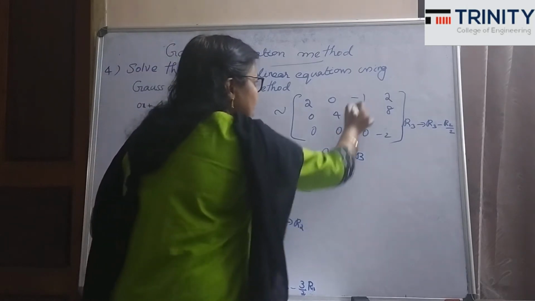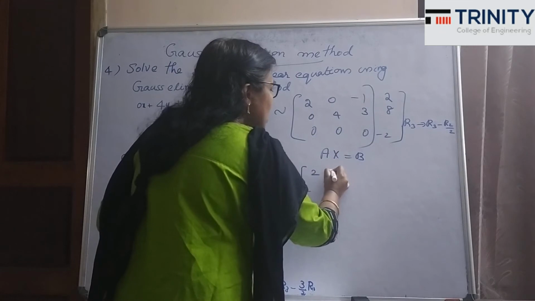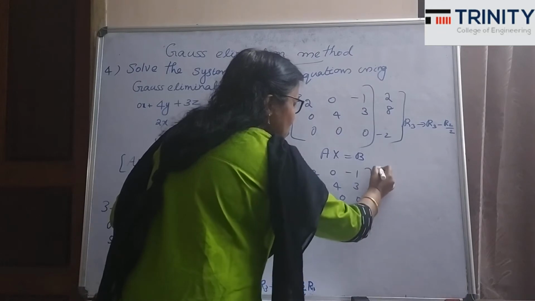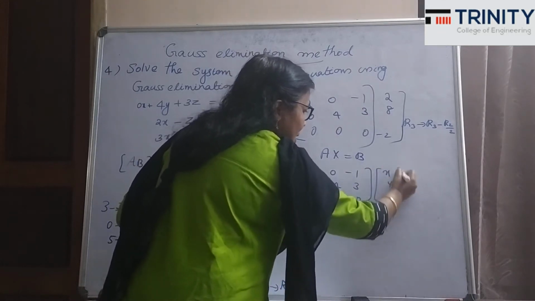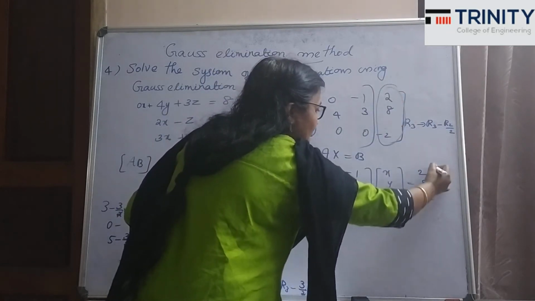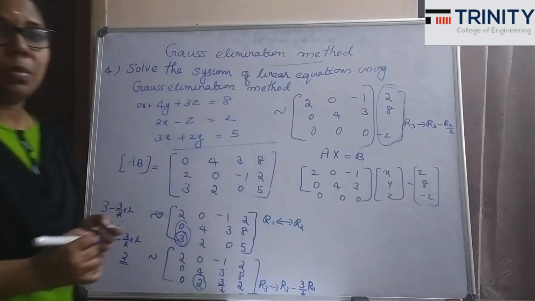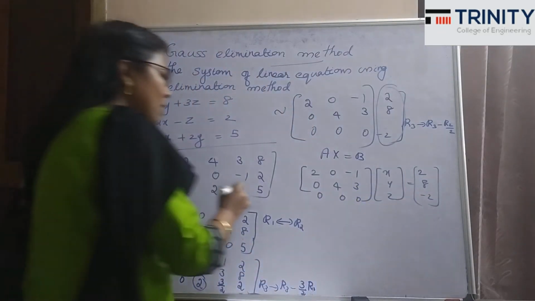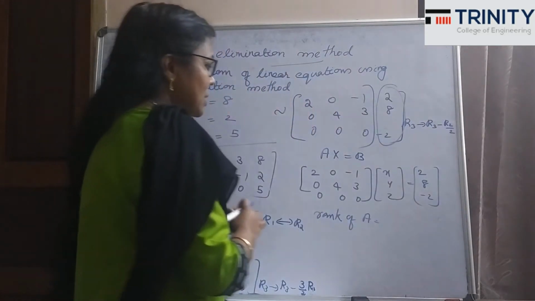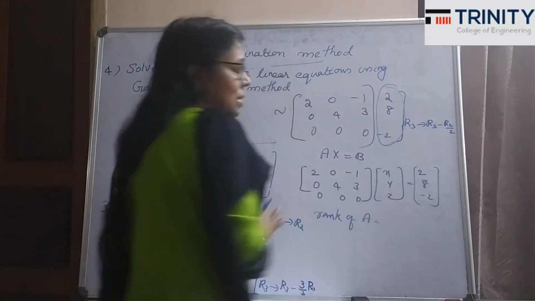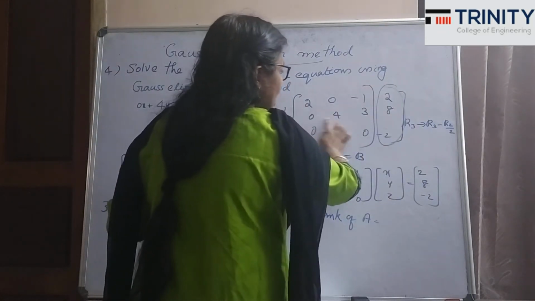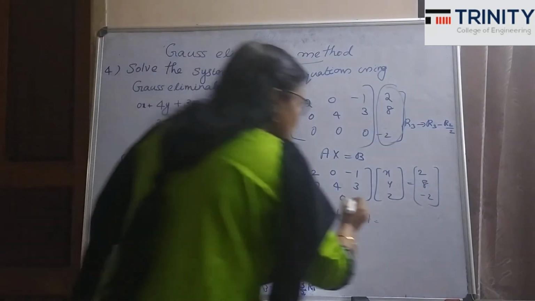Here the system of linear equations is of the form Ax equal to B. Here A is this matrix 2, 0, minus 1, 0, 4, 3, 0, 0, 0, into x, y, z, equal to the constant matrix 2, 8, minus 2. Now we have to find the rank of A. Rank of A is the rank of this matrix, that is 2.